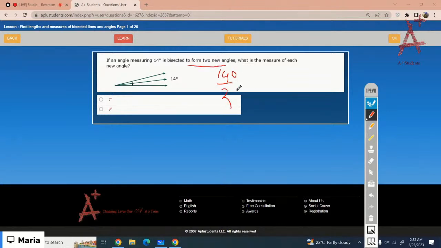So divide it by two. Got it? 2 times what number is 14? 2 times 7 is 14. That means both the angles are 7 and 7, and the complete angle is 7 plus 7, that is 14 degrees. Got it? So the correct option is 7 degrees.